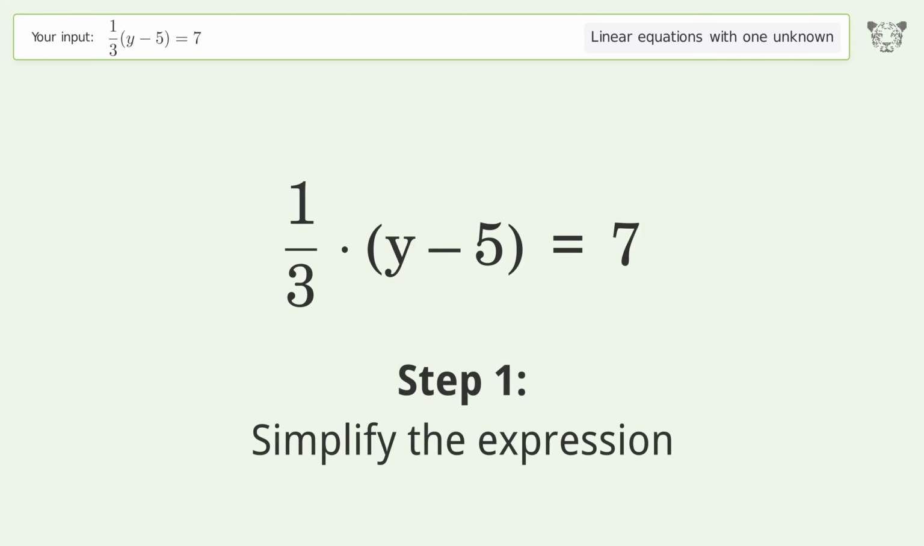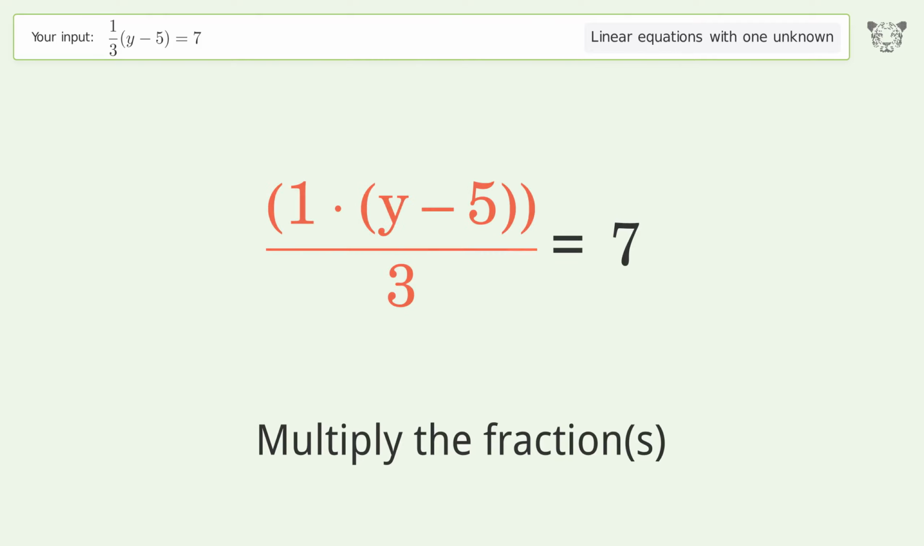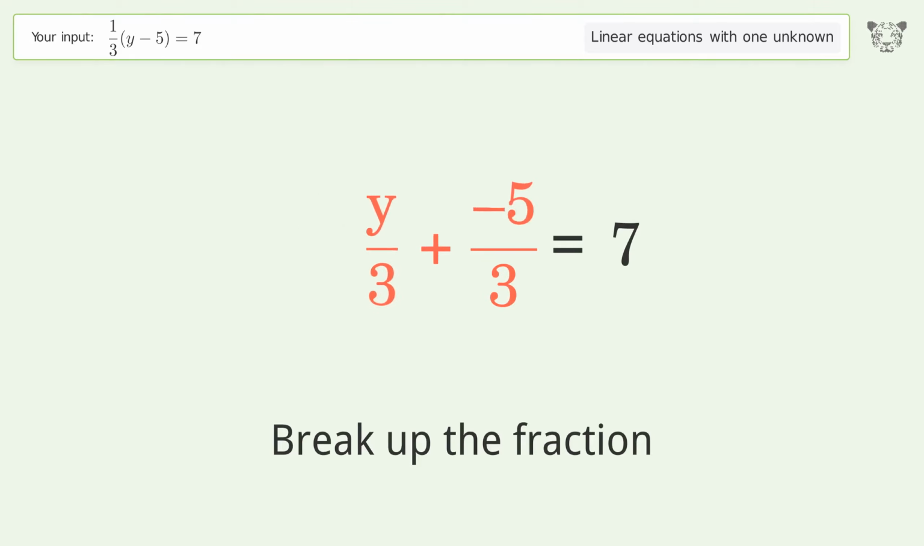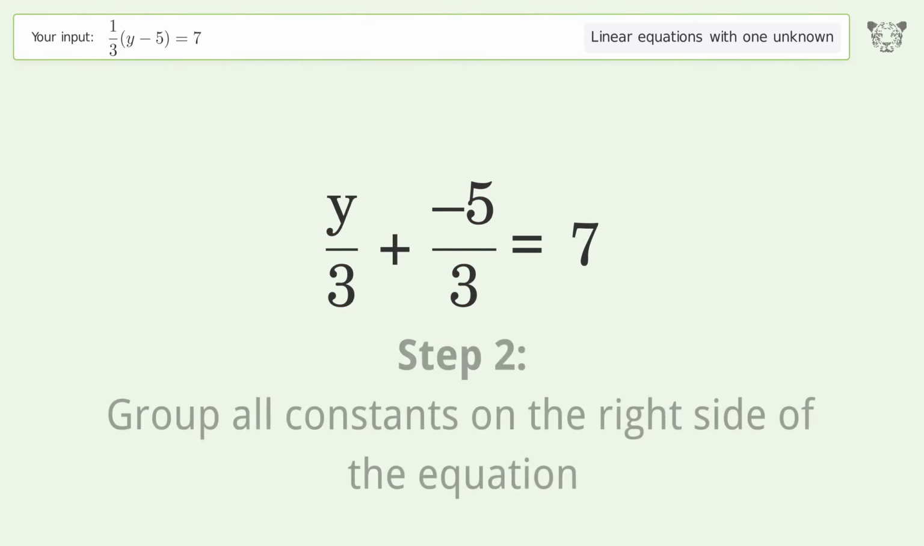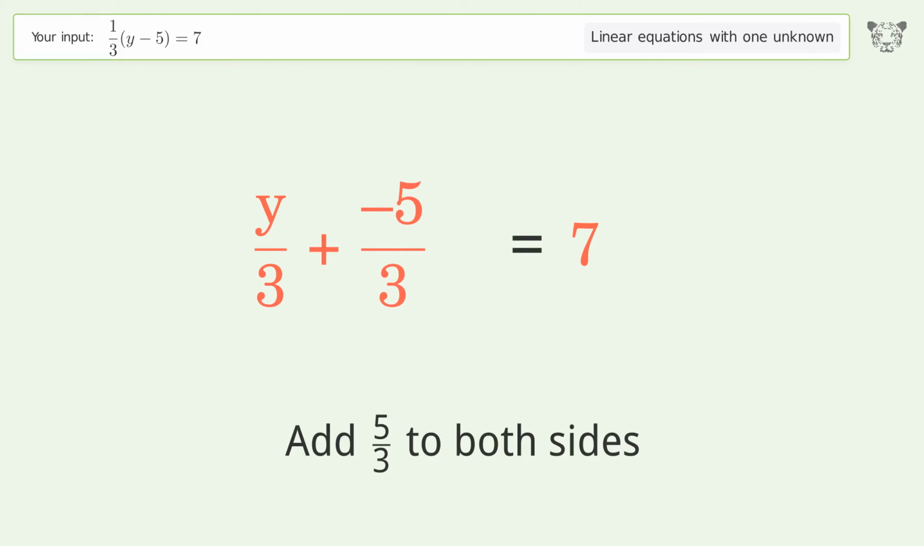Simplify the expression. Multiply the fractions. Break up the fraction. Group all constants on the right side of the equation. Add 5/3 to both sides.